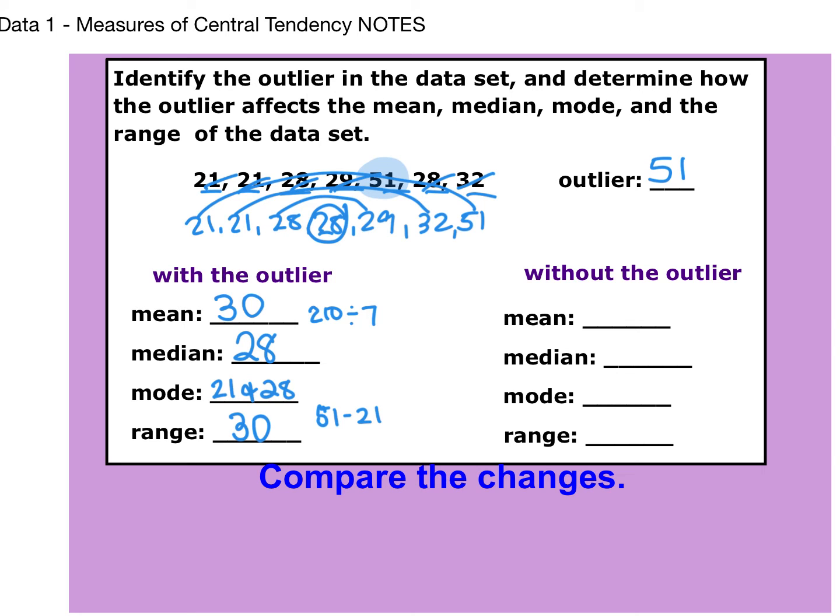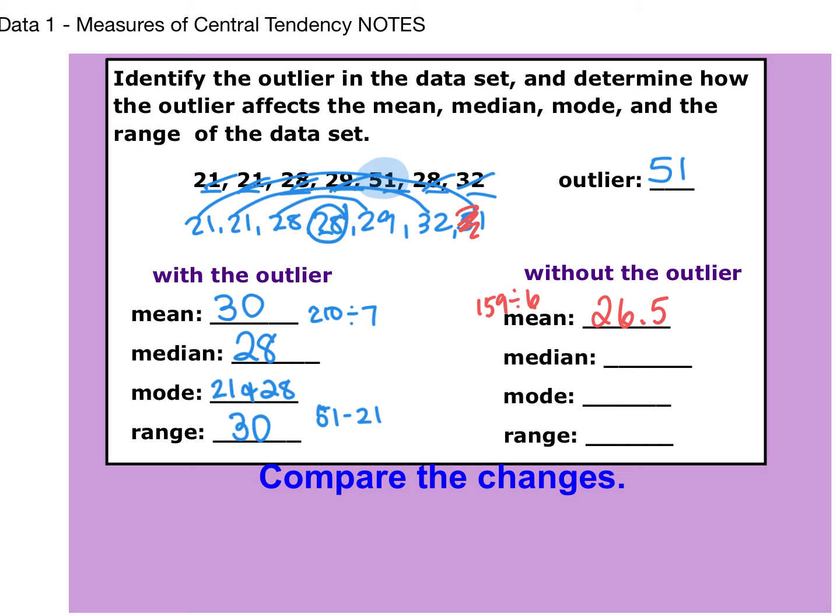All right, let's go ahead and try this. Same thing, but without the outlier. We're going to take the 51 out of our mean, median, mode, and range. So for our mean, our previous total was 210. If we take out the 51, that leaves us with 159. And now we only have 6 pieces of data. If you use a calculator, 159 divided by 6, you should get 26.5.